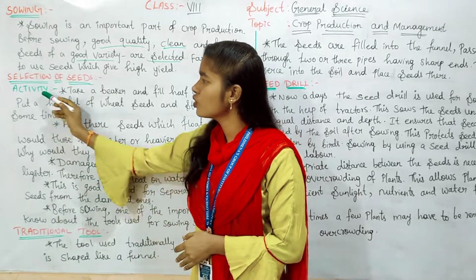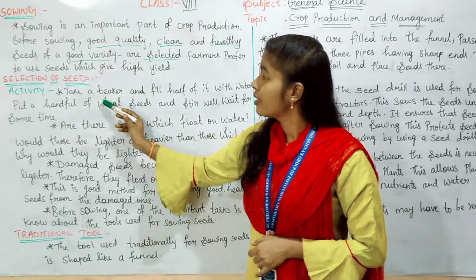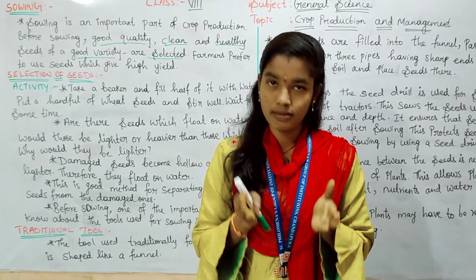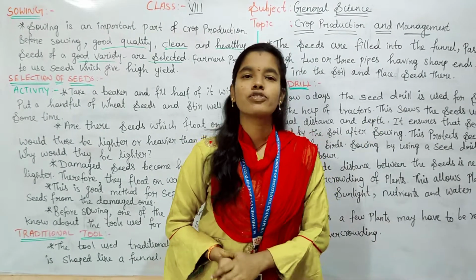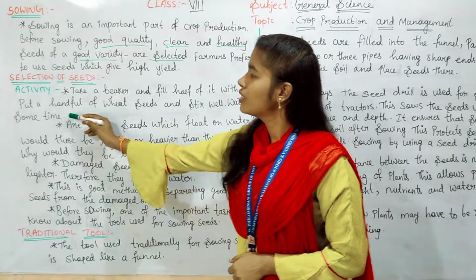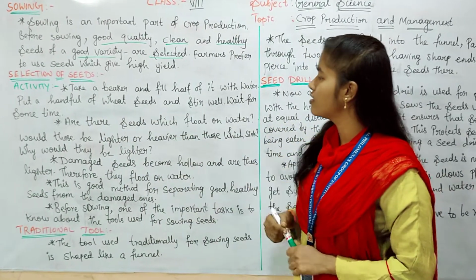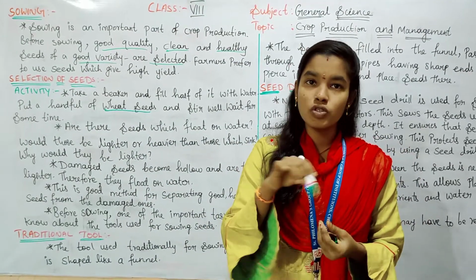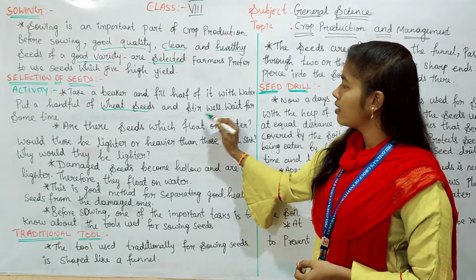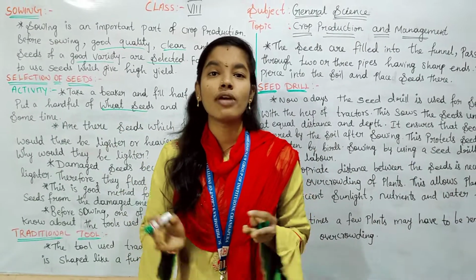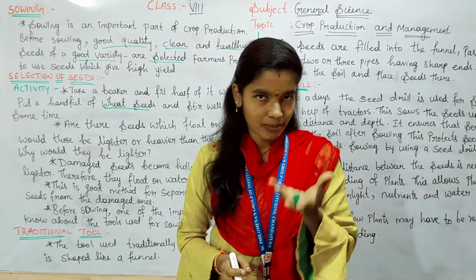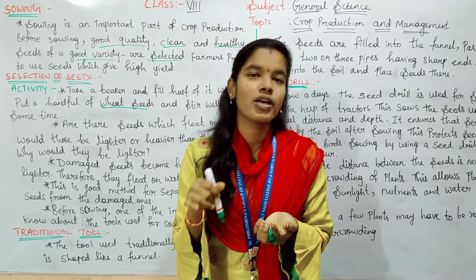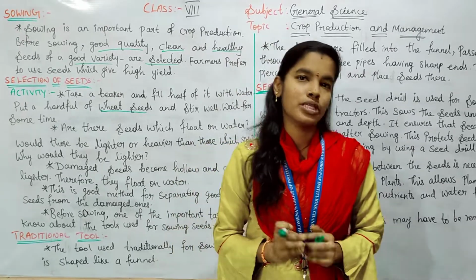For this activity, take a beaker and fill half of it with water. We have to take one clean beaker and fill half of it with water. Put a handful of wheat seeds in and stir well. We have to mix it, and then wait for a few minutes or a few seconds.